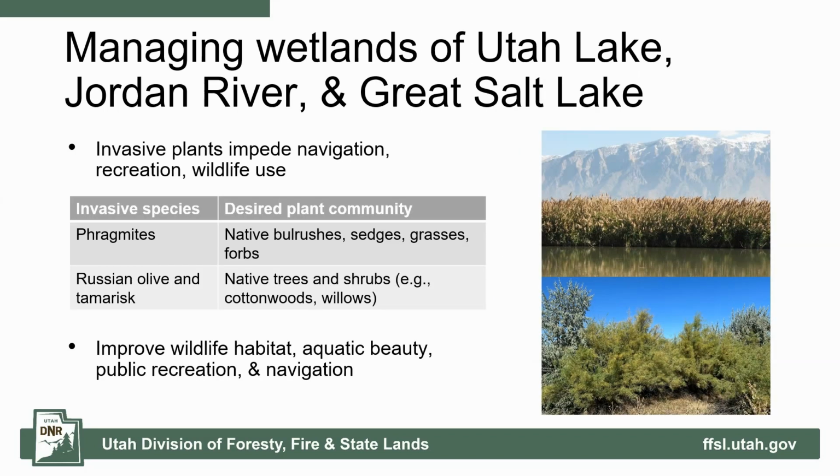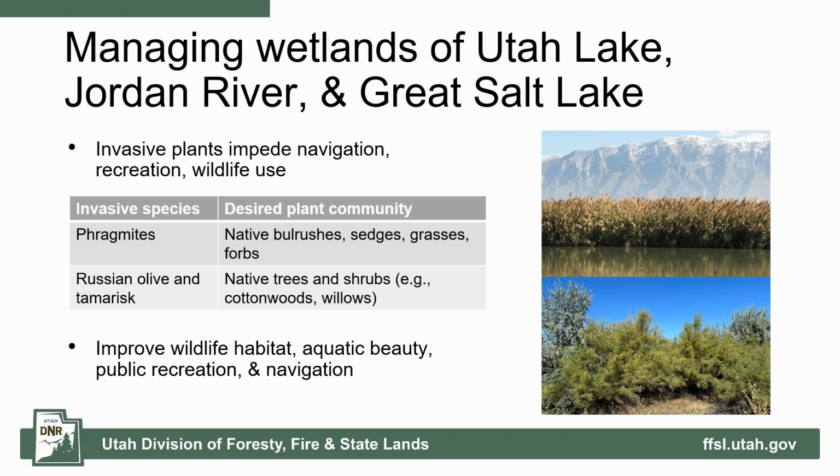So we manage vegetation in these really important wetland areas. I'm sure many of you guys know the importance of these wetlands. They're not just important to our state or our region, they really are of hemispherical importance, supporting hundreds of migratory bird species along the Pacific and Central flyways. These wetlands also support numerous recreational opportunities, which are important for our communities. And invasive plants in these wetlands, namely Phragmites, Russian olive, and tamarisk, those are kind of the big three, really impede these ecosystem functions and services, specifically navigation, recreation, and wildlife use.